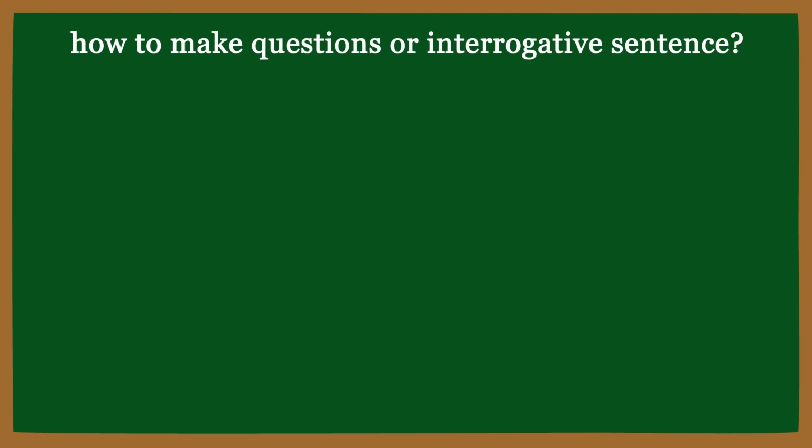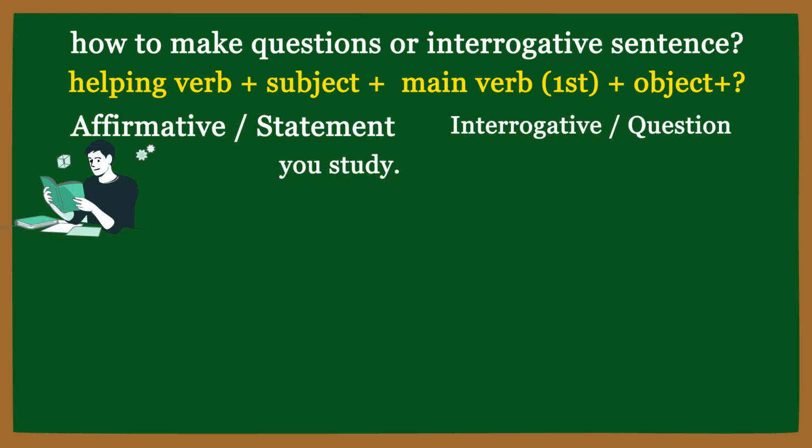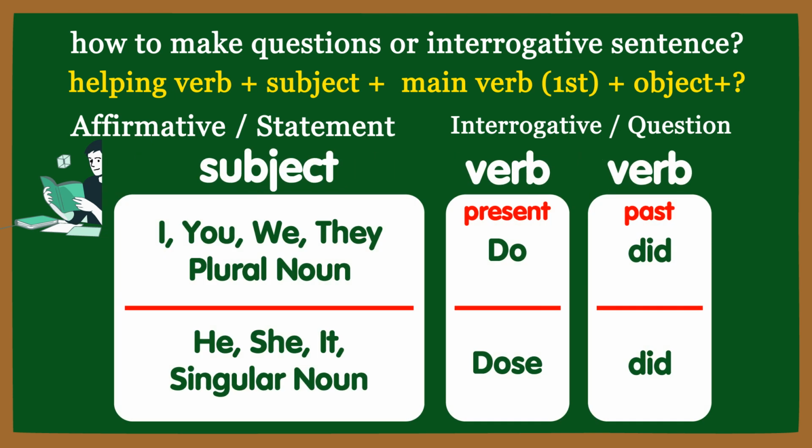Friends, now we know how we make questions or interrogative sentences. This is the formula for making interrogative sentences: helping verb plus subject plus main verb first form plus object plus question mark. Some examples: you study, this is a statement, and do you study? This is a question. We use the helping verb do. Remember, I, you, we, they, or a plural noun, see for next.